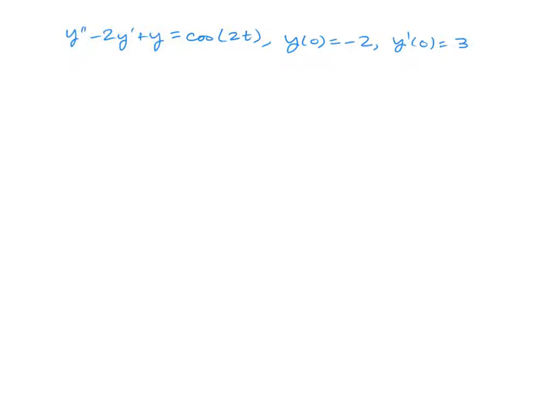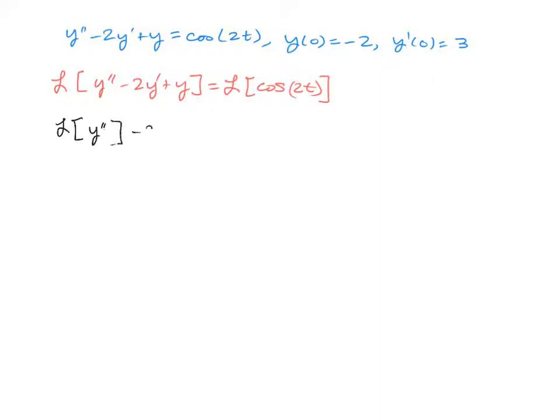So we're going to have the Laplace transform of the left-hand side equaling the Laplace transform of the right-hand side. Once again, we'll use linearity, so we're going to have the Laplace transform of y double prime minus 2 times the Laplace transform of y prime plus the Laplace transform of y, and that's equal to the Laplace transform of the cosine of 2t.